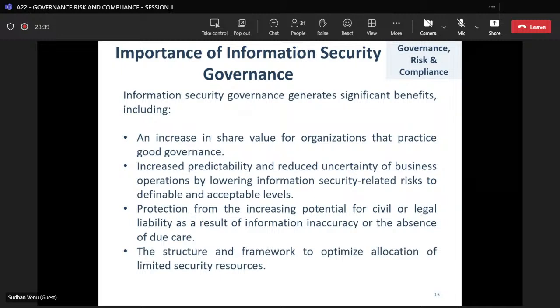So if you are making the protection against the increasing potential for civil and legal liabilities, the outcome could not be affected by information inaccuracy, and there might be an absence of due care. And the next one is the structure and the framework to optimize the allocation of limited security resources.